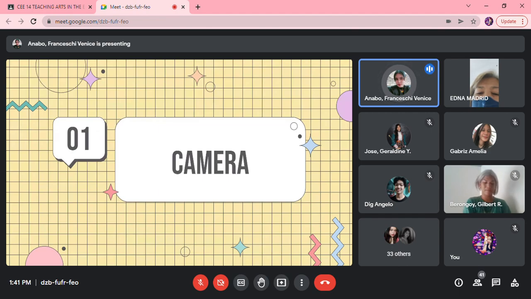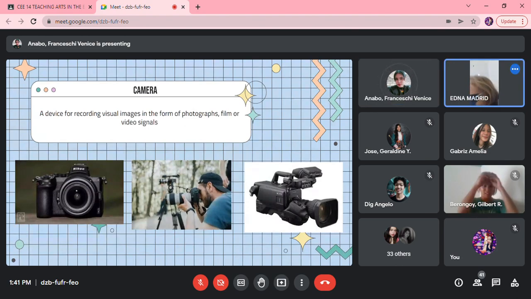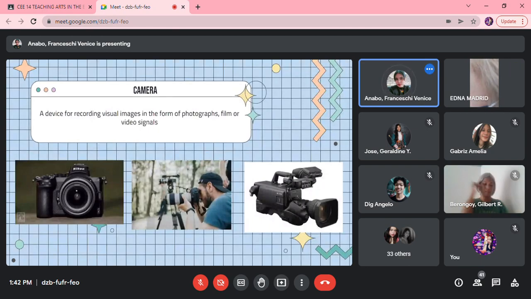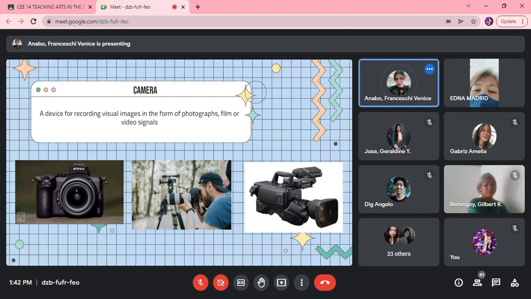So what comes in our mind when we hear the word camera? Usually, it is something that we use to take pictures, videos, perhaps by using a phone camera, SLR, Polaroid, Instax, etc. So what is really the definition of camera? Camera is a device for recording visual images in the form of photographs, film, or video signals. So tama po yung naisip natin na camera is something that we use kasi it is a device in order for us to take pictures, to record films, videos, and etc. Below, you can see examples of what the camera looks like currently and how we use it.